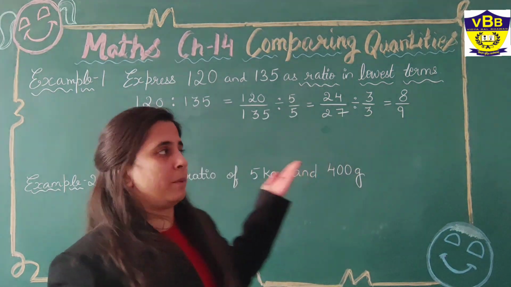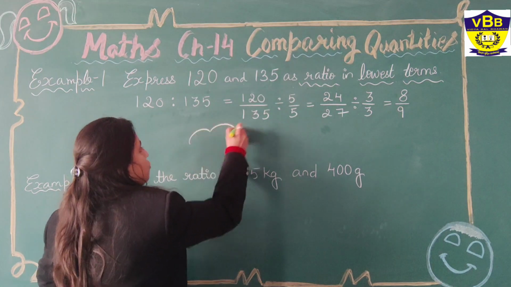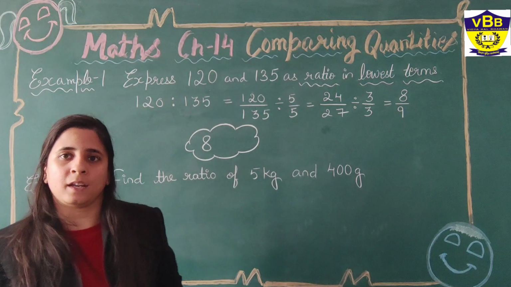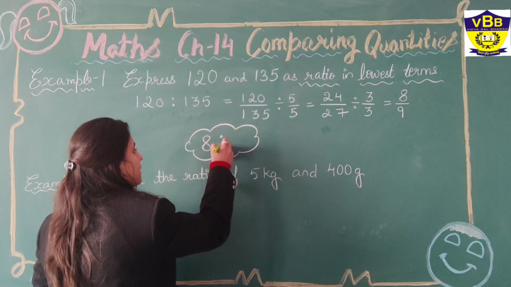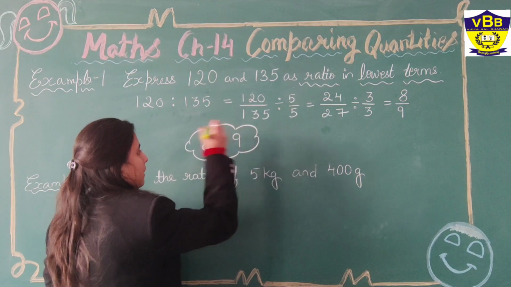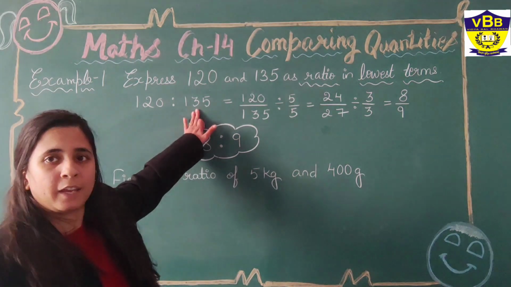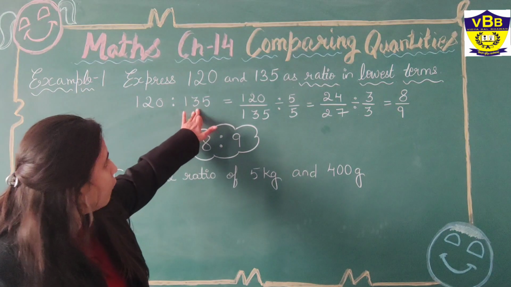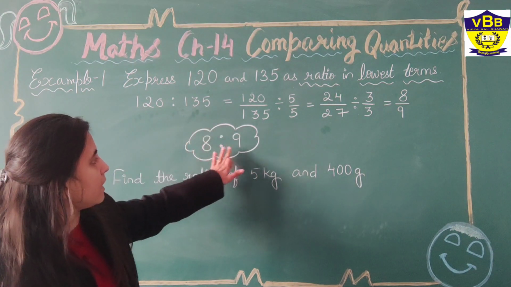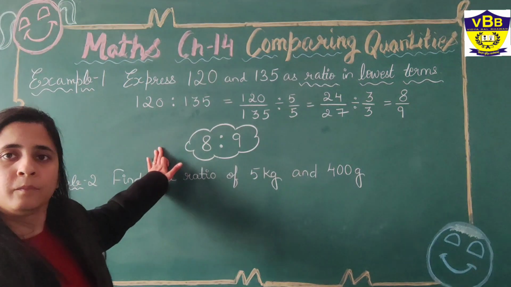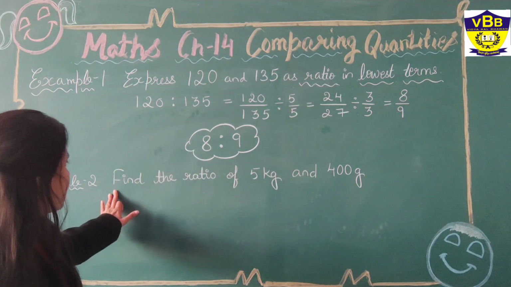Now the fraction can be written in the form of a ratio. The numerator is 8, so the first number will be 8, then the symbol of ratio, that is, to 9. So 120 is to 135, when reduced to the lowest form, becomes 8 is to 9. I hope this is clear. Now let's come to the next example.